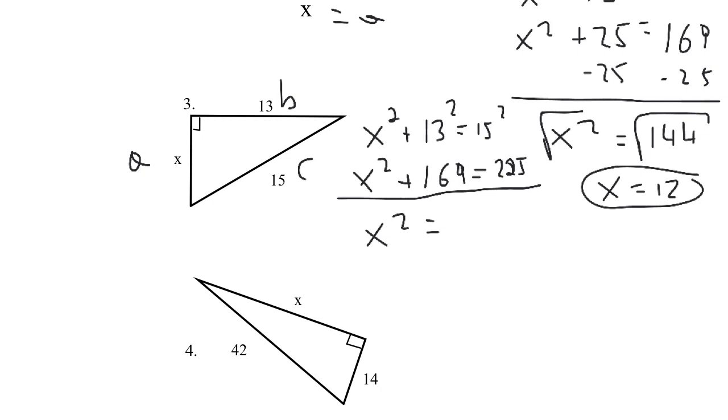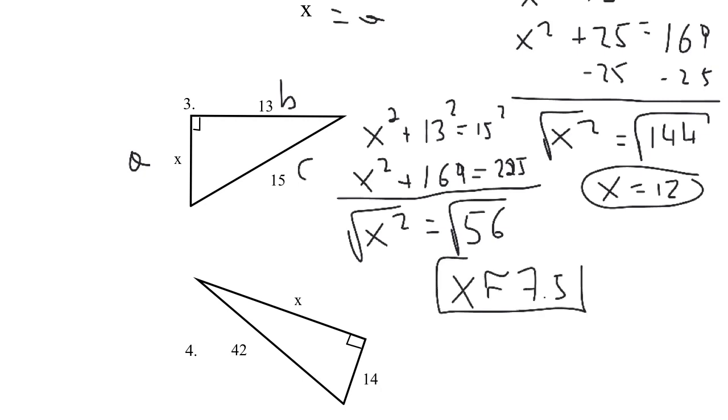You get 56. And then if you think about this, what number times itself is 56? It is not one of the perfect squares, okay? And therefore, take the square root and square root. The square root of 56 gives you approximately 7.5. So x is approximately 7 5/10.